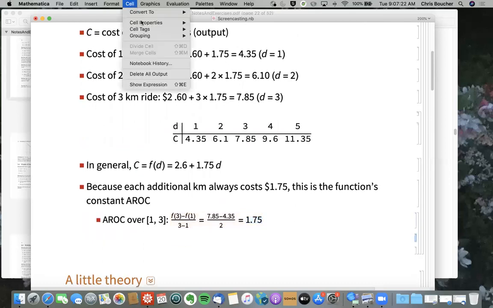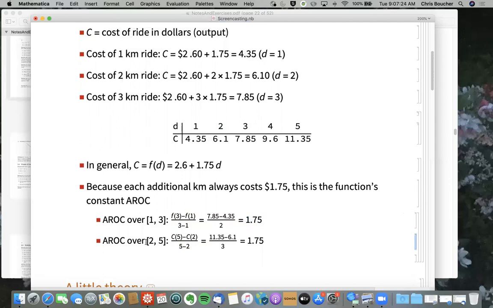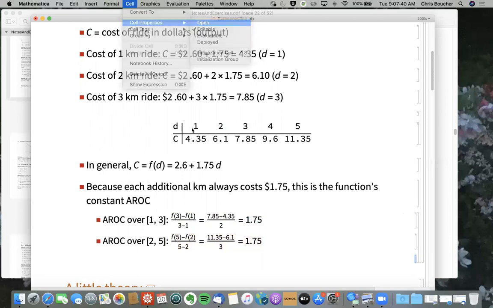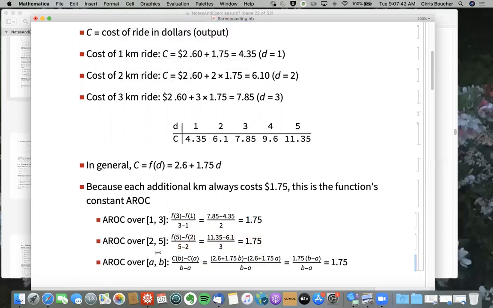And if you pick any input interval you want, you could do this over 2.5 or 1.6 or 4.10 or any input interval. It's always going to come out to be 1.75. Okay, so I'm not going to go through the details of these calculations. Hopefully you're good at finding average rate of change by now. I just want to point out the key feature of this kind of function.